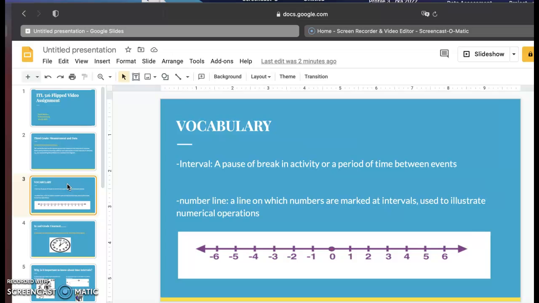One being interval, which is a pause or break in activity or a period of time between events. And next would be a number line, which we are familiar with, but this is just a little bit of a refresher. We're going to be using it a lot. It is a line on which numbers are marked at intervals and used to illustrate numerical operations.